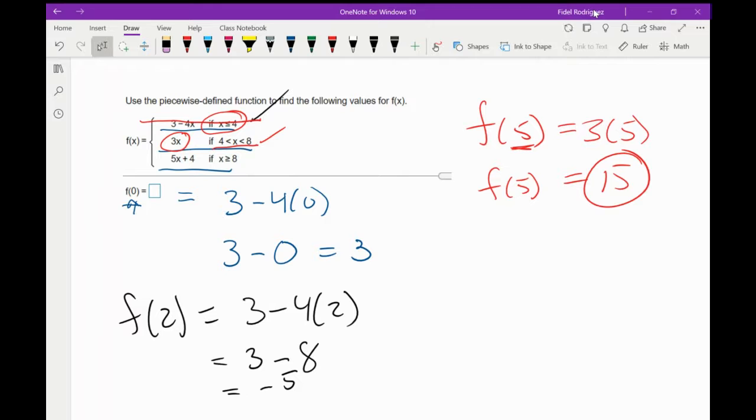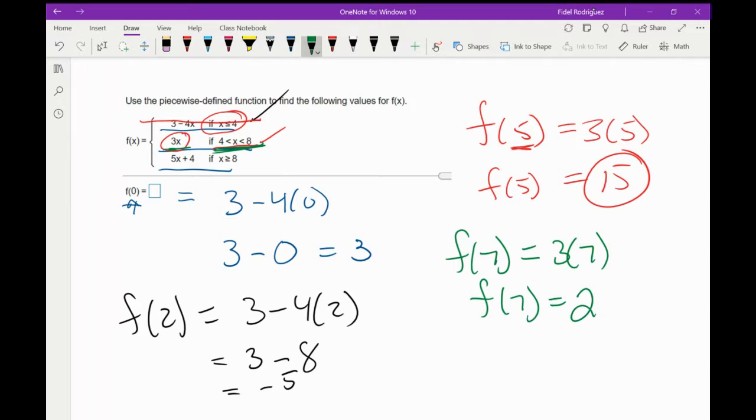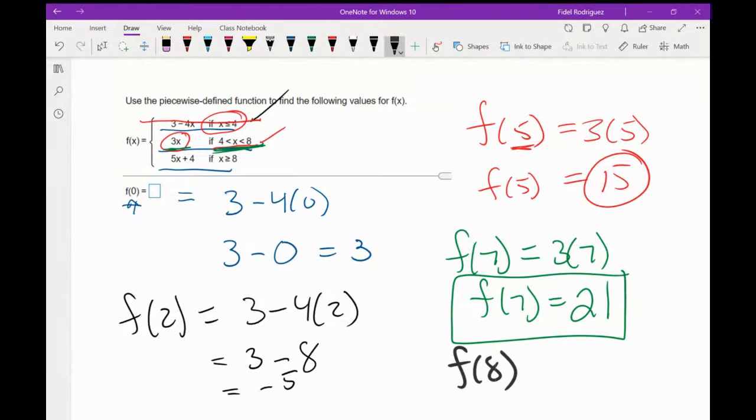And now we got an f of 7. Let's go ahead and do f of 7. And again, 7 is still between 4 and 8. So I'm still going to use this piece right here. And we know that 3 times 7 is 21. Right here, we'll just go 21. And we got an f of 8. Now we're going to do an f of 8.